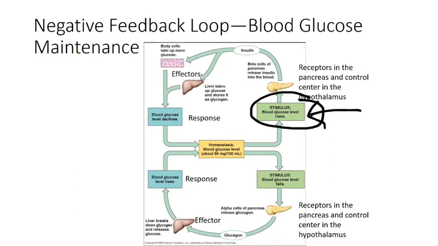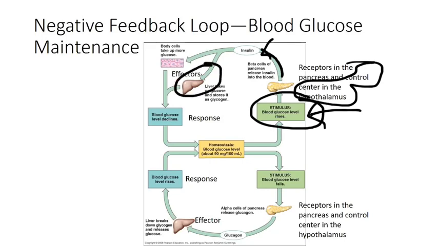Those messages are going to be sent to a control center in the hypothalamus. Eventually, that's going to signal the release of insulin into the blood. Insulin is a cell signal. It's a hormone. Hormones travel through the blood. This one travels through the blood and might end up communicating with the liver. It might also communicate with body cells, maybe fat cells. Insulin tells those cells essentially this. It tells them, hey, the blood glucose levels are too high. There's too much blood glucose out there. I need you to get rid of it.